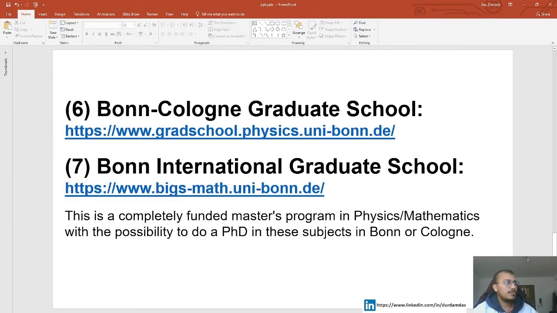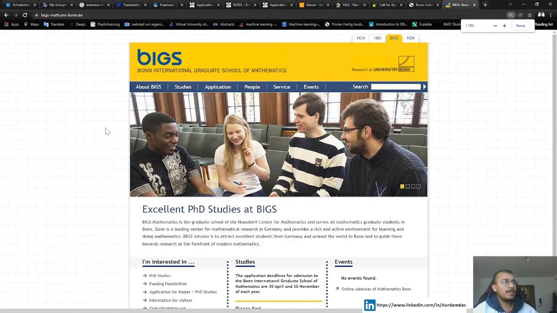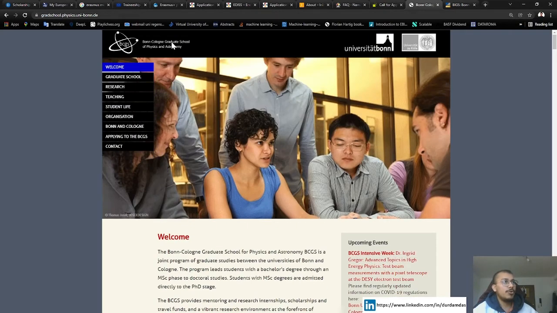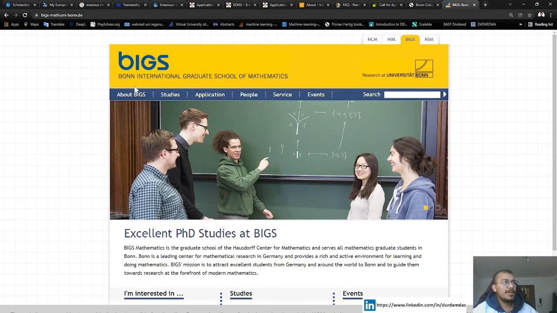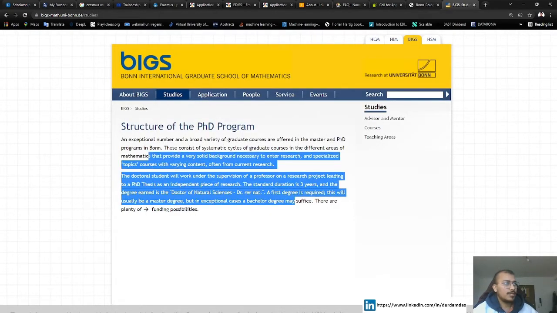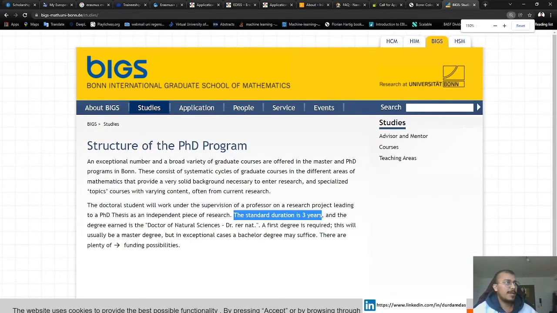Yeah, this is also in Bonn. Let's have a look. So this is a slightly different program. Bonn International Graduate School of Mathematics, and this was the Bonn-Cologne Graduate School. So this is more of a collaboration type of scholarship, but this is just provided by the Bonn International Graduate School. So you can see in the PhD studies what the things are. The standard duration of the PhD studies is 3 years everywhere, and if you don't manage to finish your PhD in 3 years, you get some extension.